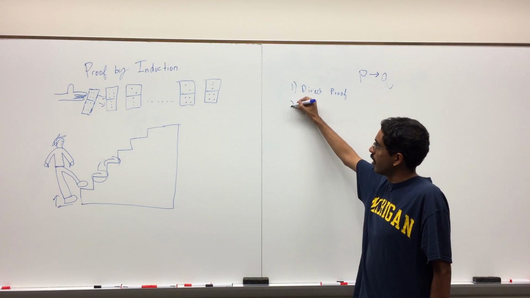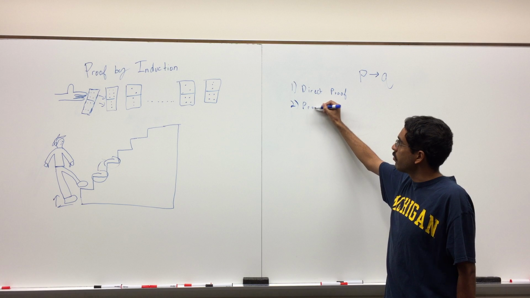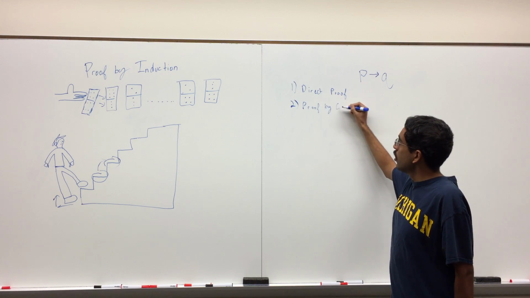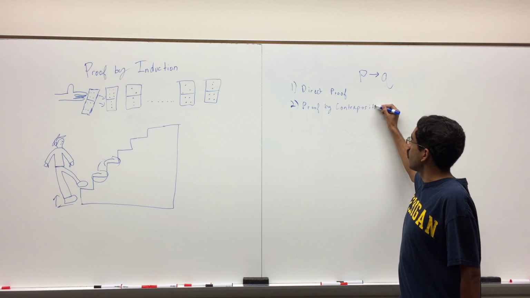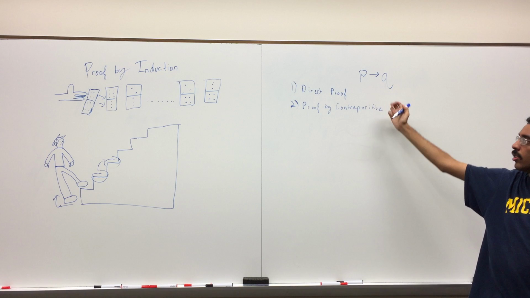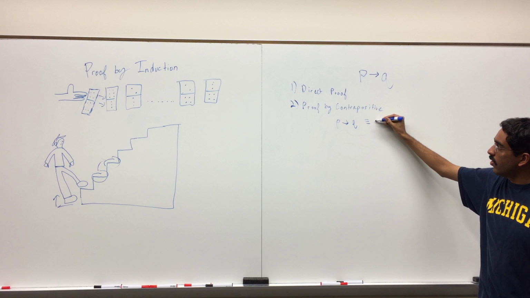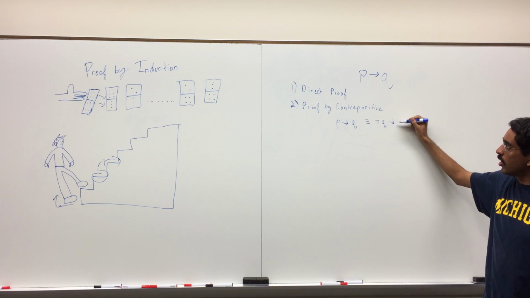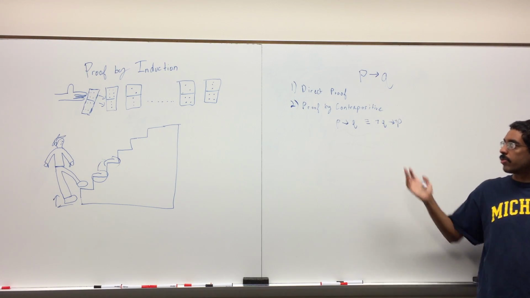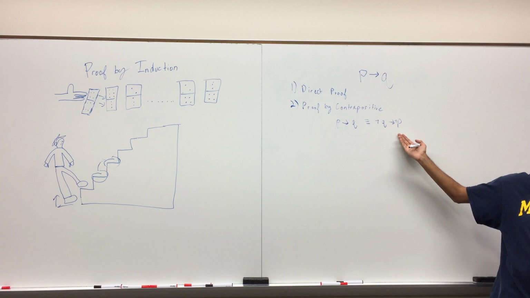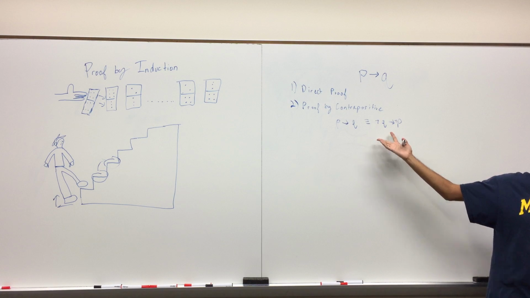Another proof technique that we already know is proof by contrapositive. Proof by contrapositive is based on the fact that any conditional statement, such as P implies Q, is equivalent to the statement not Q implies not P, logically. If we can prove that not Q implies not P, then we've automatically proved that P implies Q, because they are both logically equivalent.